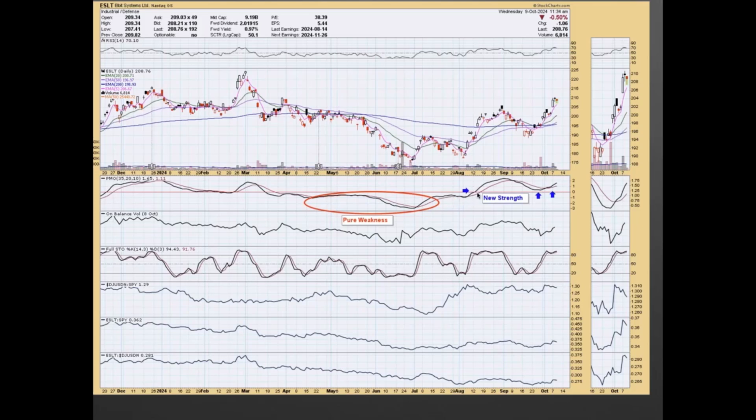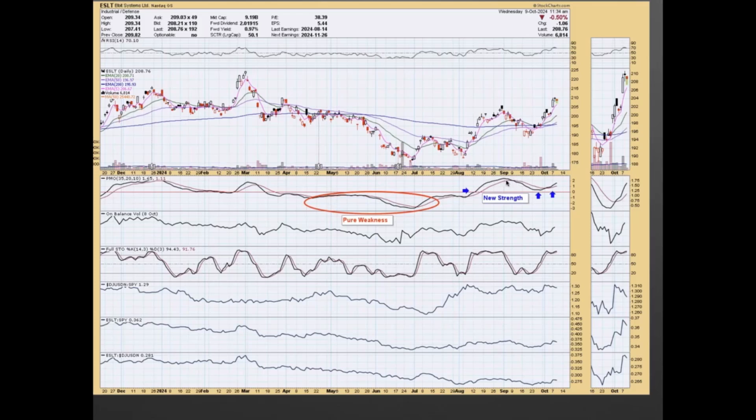Back here, though, this is where we started to see the PMO finally get above the zero line, and that is new strength. And you can see it came in at a really good time. We had the PMO moving much higher. Now we have pure strength when it's up here, lots of margin between it and its signal line. You know that we have a lot going on that's good.